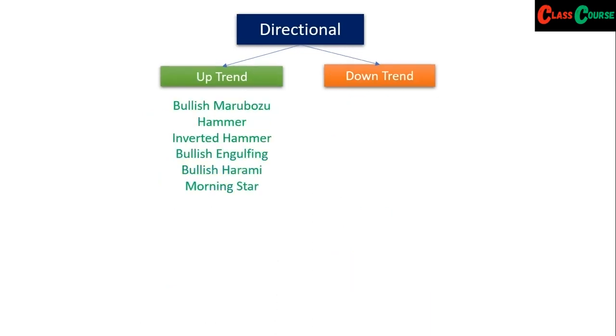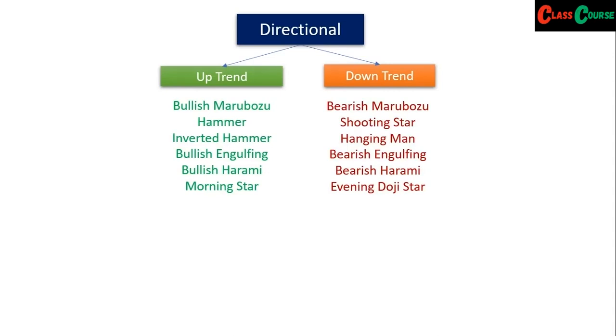In an uptrend market, for candlestick patterns, you can look for bullish marubozu, hammer, inverted hammer, bullish engulfing, bullish harami, morning star. In a downtrend, it is the opposite: bearish marubozu, shooting star, hanging man, bearish engulfing, bearish harami, evening doji star. There are many more candlestick patterns available in the market, but these are the strongest candlesticks which you can use to trade in a directional market.